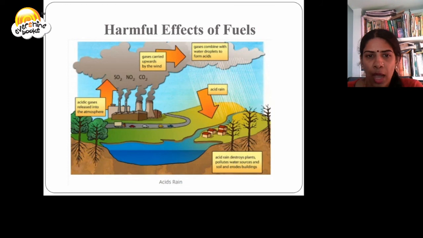The picture shows acid rain. Gases released by the industries, sulfur dioxide, nitrogen dioxide, carbon dioxide, are carried by the winds. The gases combine with water droplets to form acid rain. Acid rain destroys plants, pollutes the water resources nearby, pollutes the soil and erodes the buildings.